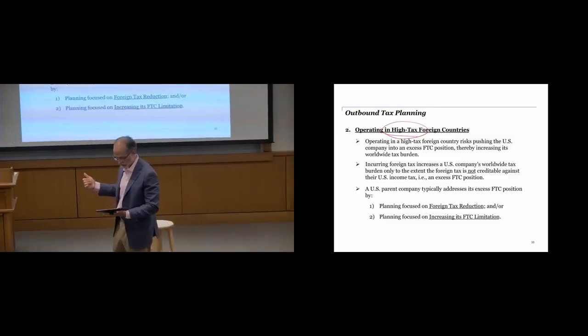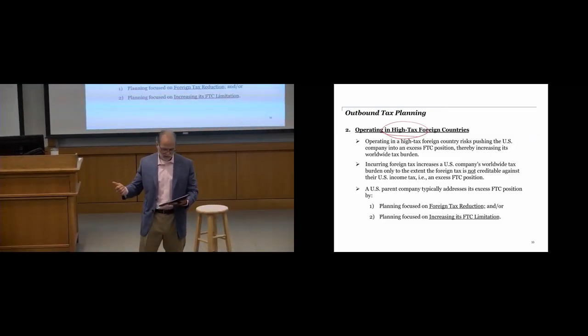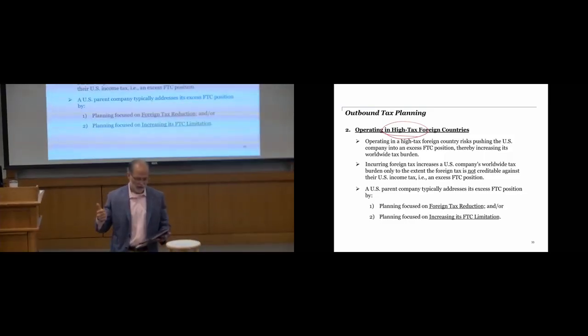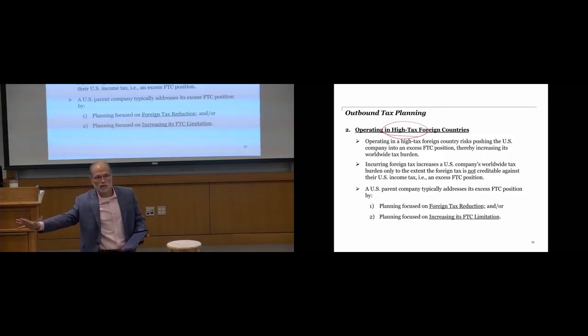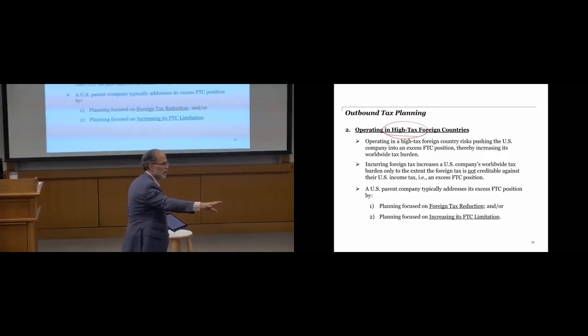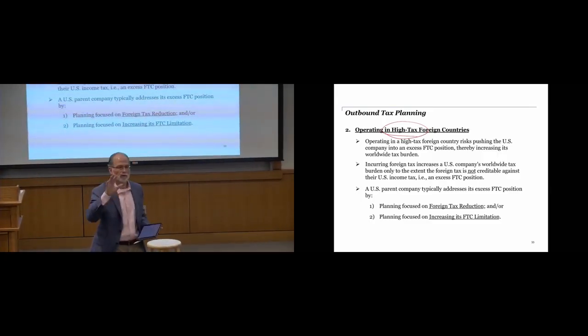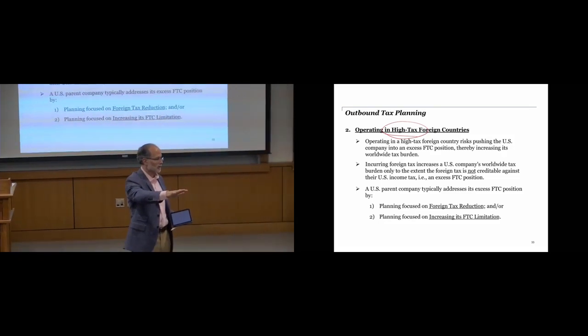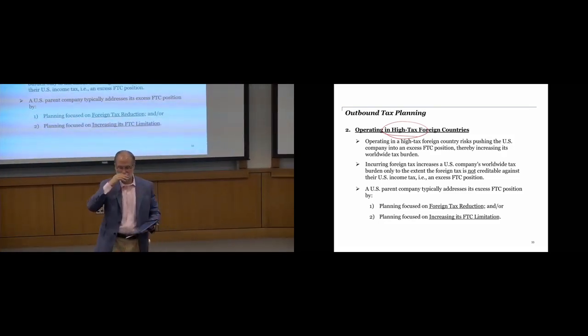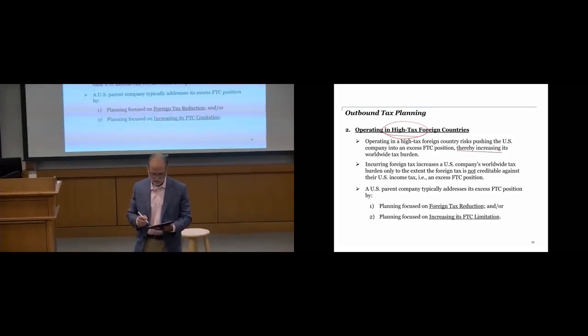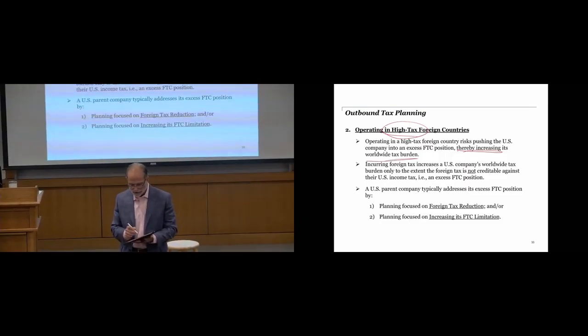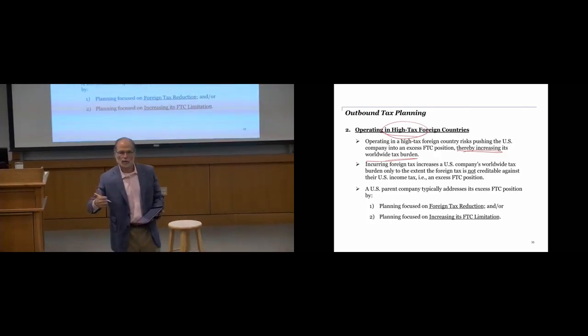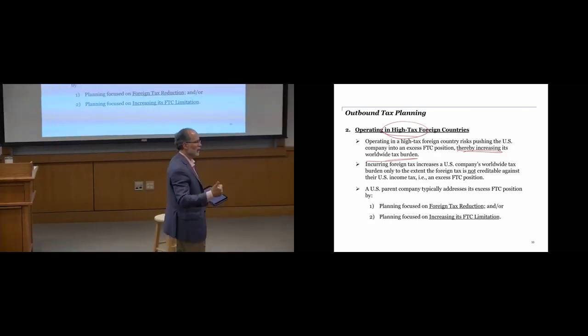So if I operate in a high-tax foreign country, that risks pushing the U.S. company into an excess FTC position. Pay more foreign tax than they credit in the United States because the U.S. will only credit tax up to 21%. That's the purpose of the FTC limitation we learned about MAFA. If I'm in excess credit position, that pushes up my worldwide tax burden. That's not a bad thing.